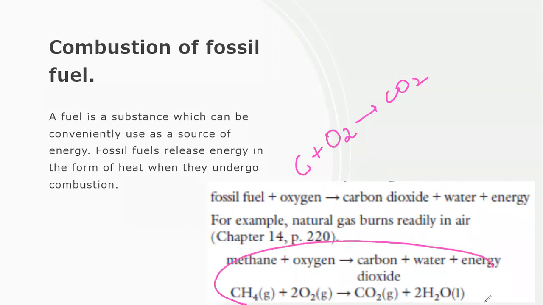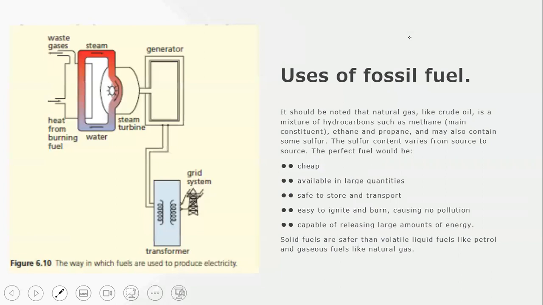This is combustion of your hydrocarbon, for example, the type of hydrocarbon you will find in oil. Methane is a gas. It's your natural gas. Methane will burn in oxygen to give you carbon dioxide and water. And along with that, it will also give you your energy. So that is how combustion of fossil fuel takes place.